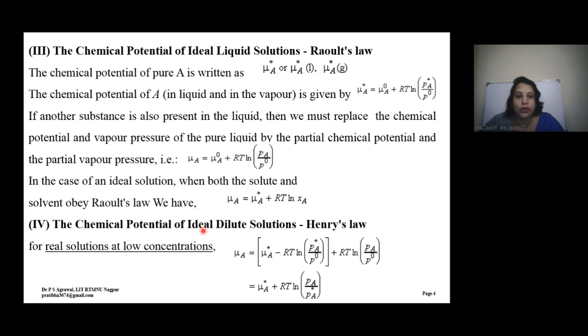Now about the chemical potential of an ideal dilute solution, for which we have seen Henry's law in the last discussion. He found that for a real solution at low concentration, the vapor pressure of the solute Pb is proportional to Xb, with proportionality constant Kb, that was Henry's constant. So in this case, this will be the expression for mu B.